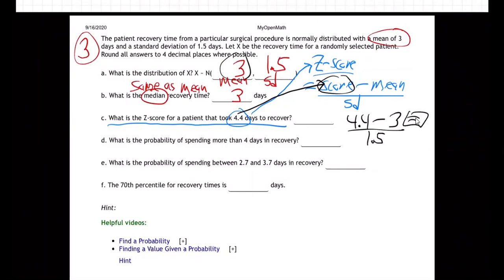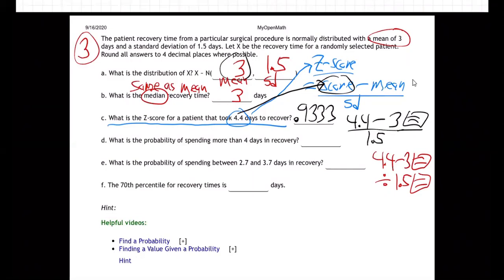Remember to hit equals when you're done with the top before you hit divide. That's the common mistake students make. They forget to hit equals. You've got to tell the calculator to finish the top before you divide by the bottom. So I'll do it on my calculator. I'm getting 0.9333, wants 4 decimal places. So I had to go 4.4 minus 3 equals, and then divide by 1.5 equals, or enter. So round that to 4 decimal places. It's not a big deal.